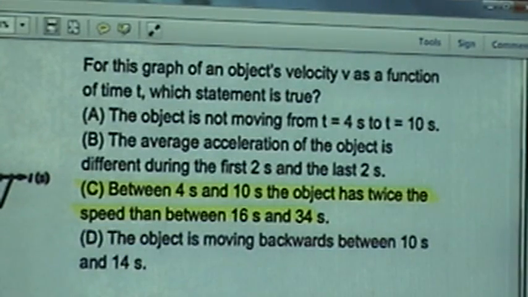C, 4 and 10 seconds, that has twice the speed as 16 to 34. Speed is a scalar, so you're just looking at the overall velocity without regard for direction. Here, what was your speed? 10 meters per second. What's your speed down here?